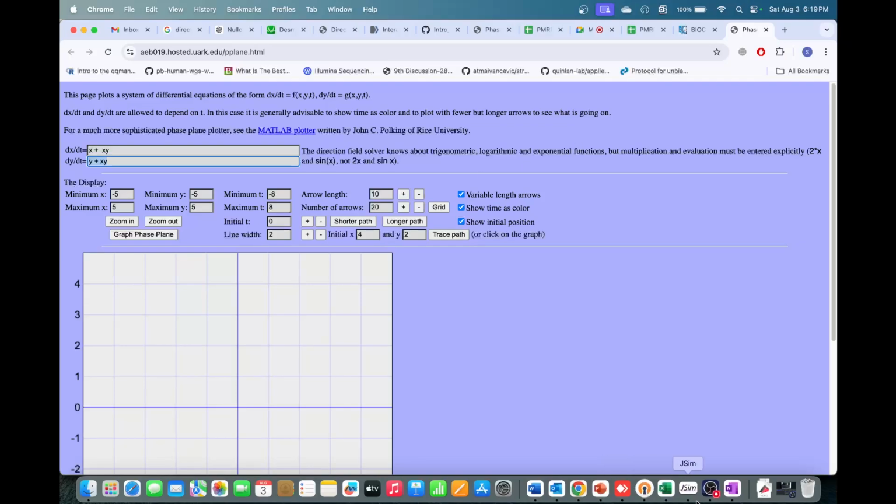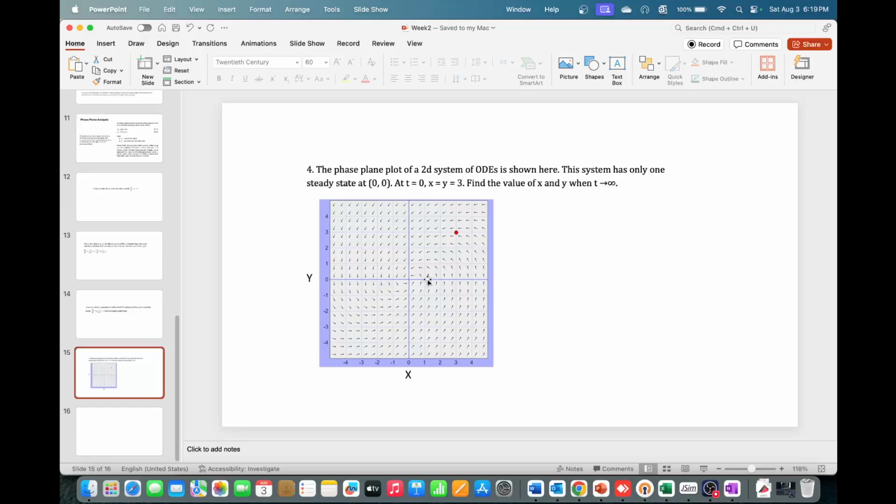So the one that I showed you earlier, the one where I asked you the question about where the system is going at t equal to infinity, that kind of phase plane it will generate when you put in the equations there.